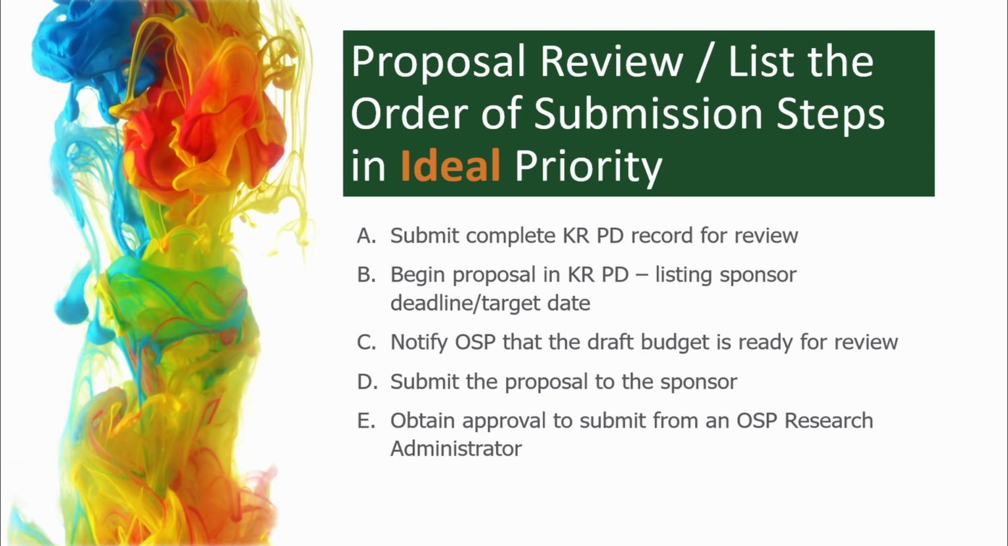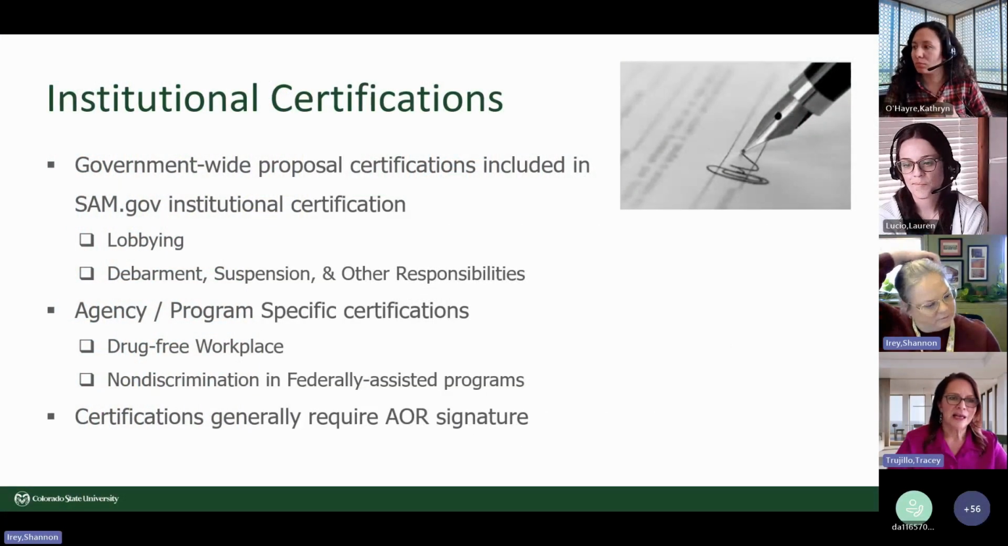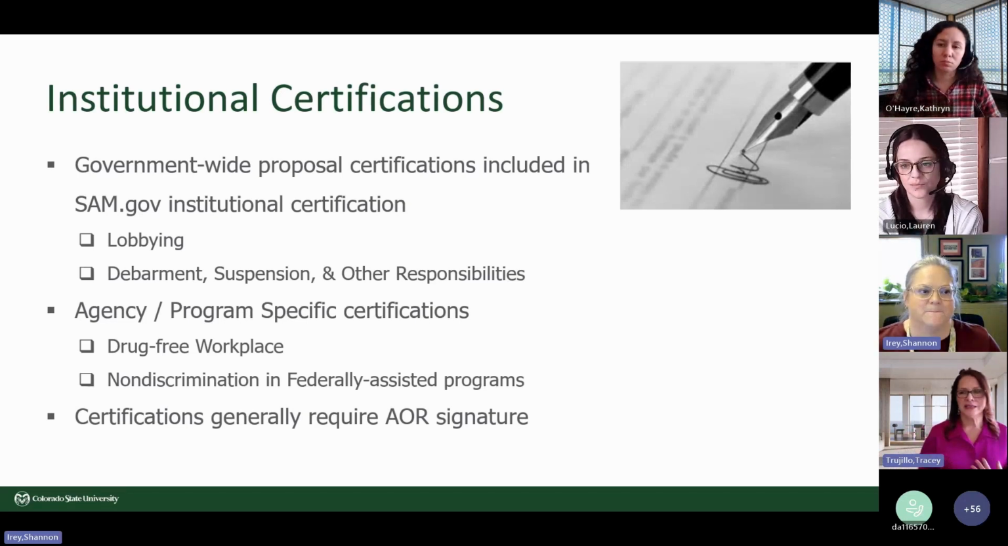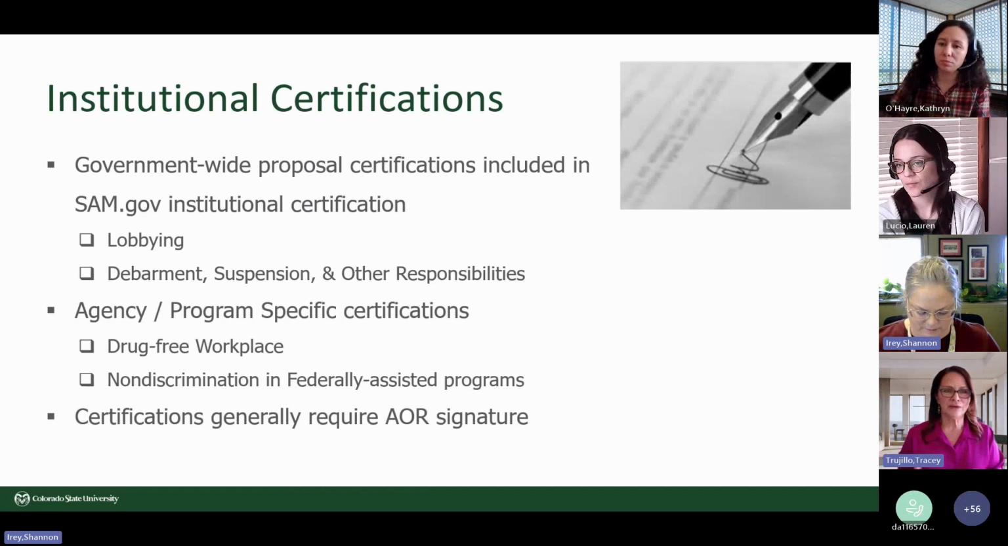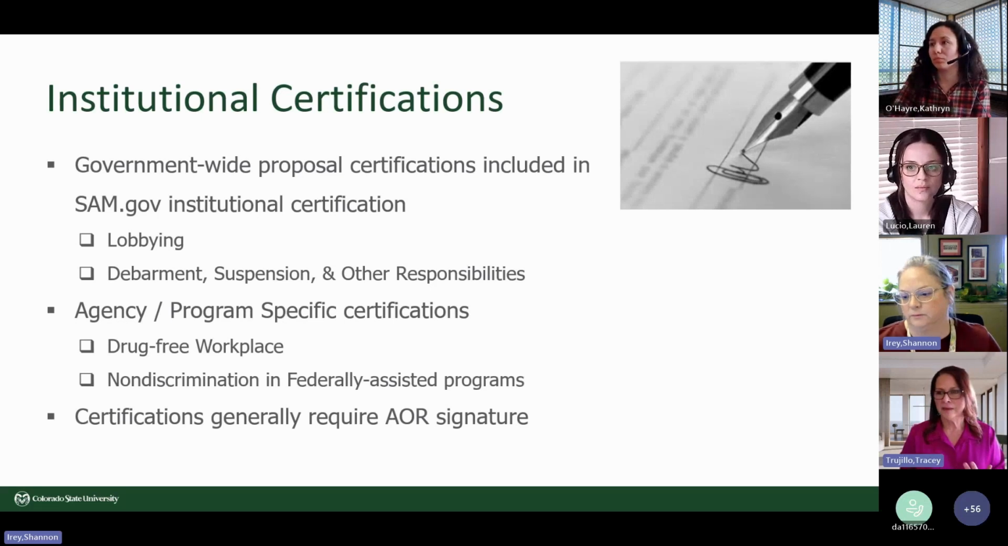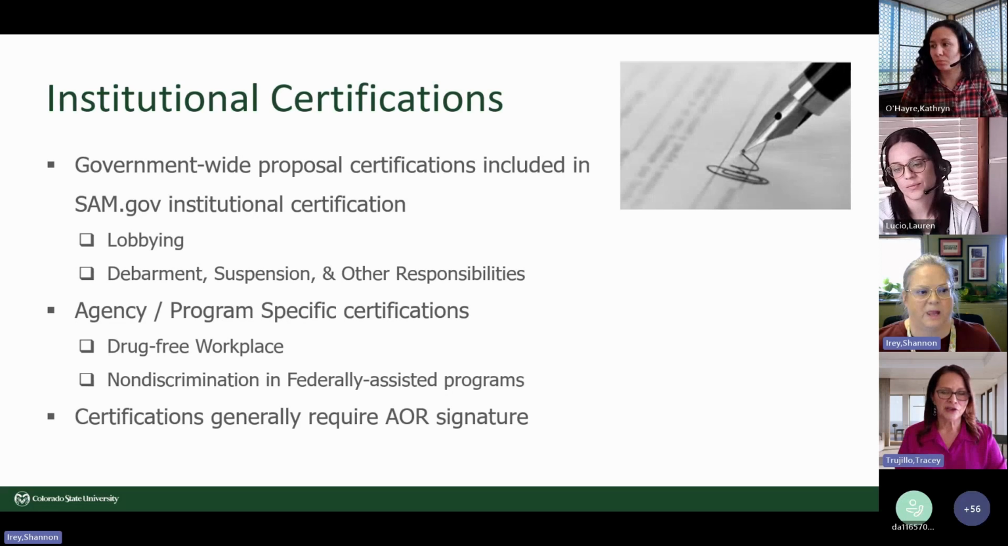How did you do? Institutional certifications, these are government-wide proposal certifications included in sam.gov. So as an institution of higher ed and doing work with the federal government, there's a website where we go in and as an institution annually renew our certifications regarding lobbying, debarment suspension, other responsibilities, drug-free workplace, non-discrimination. Certifications and representations for proposals generally require an AOR signature, whether it's an RA or an SRA. So keep that in mind. And we're happy to help with that.